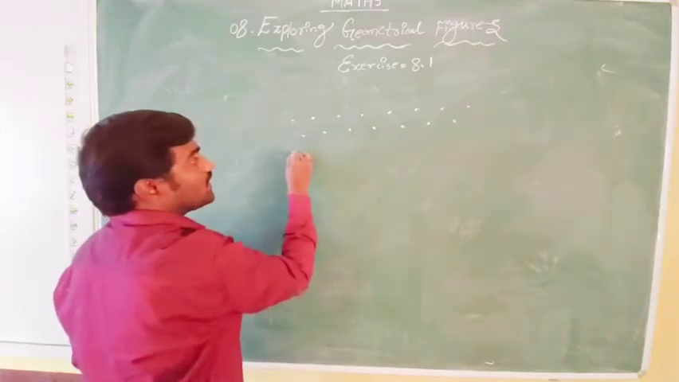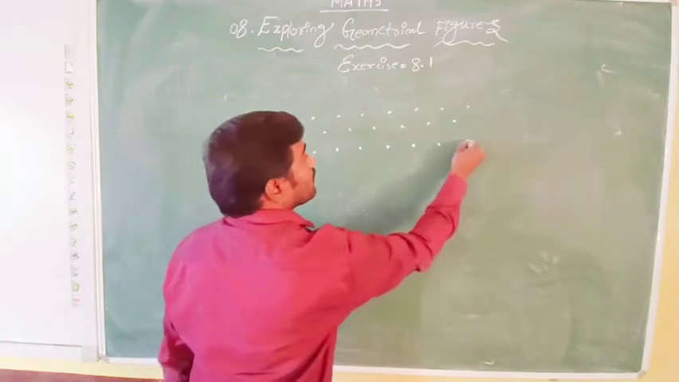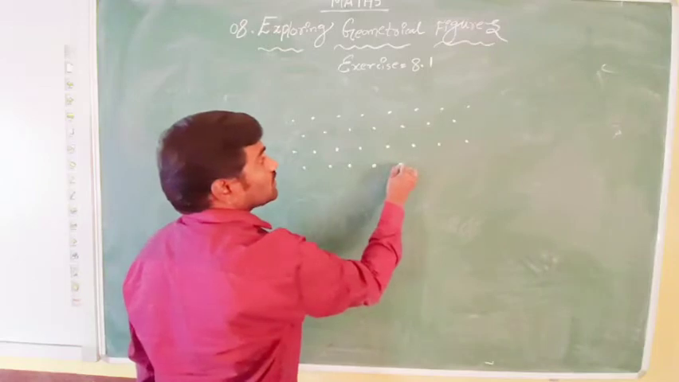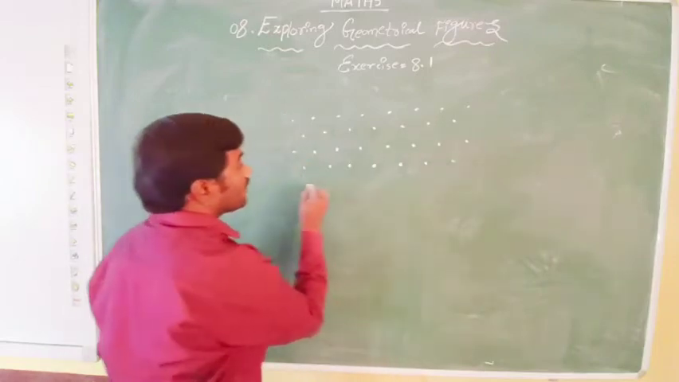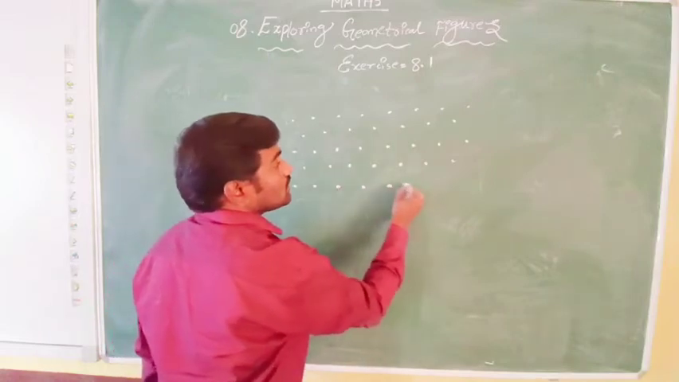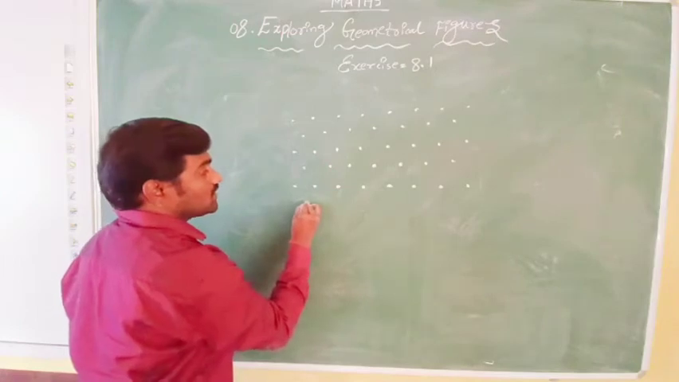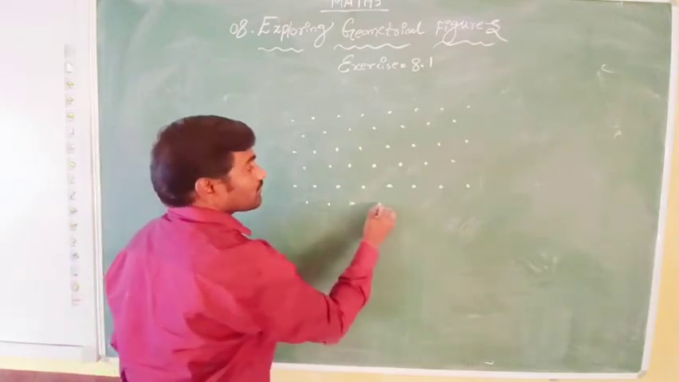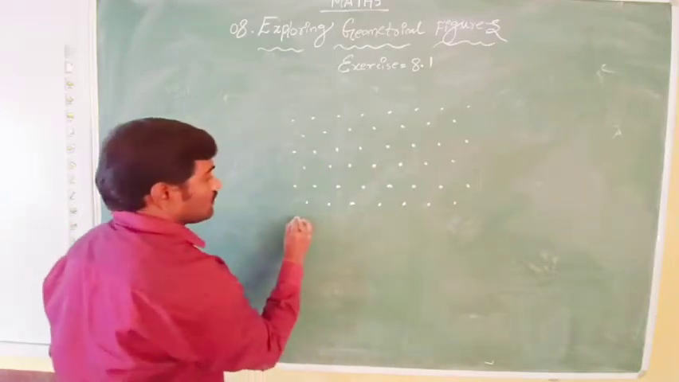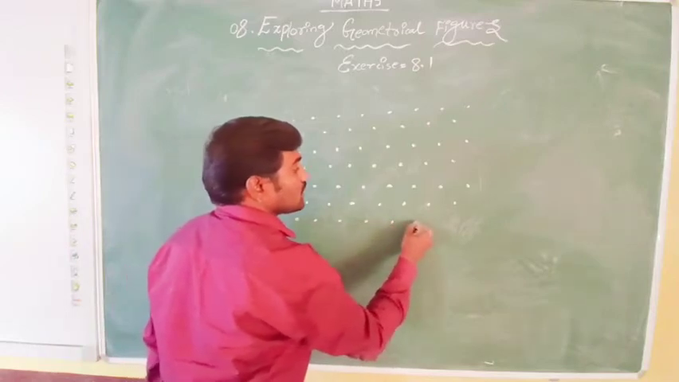They should contain equal distance between the dots. If I put the dots like this, it takes much time, so I am making you understand this. This is called a square dot sheet. Between every two dots there should be an equal distance. This is called a square dot sheet.